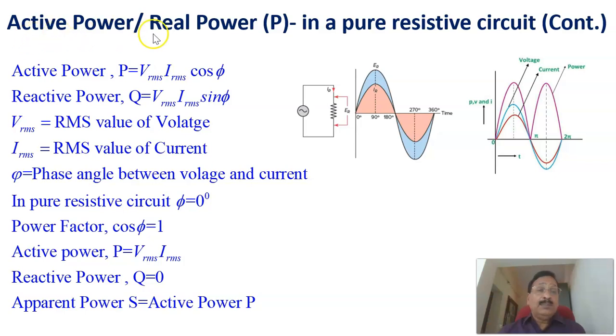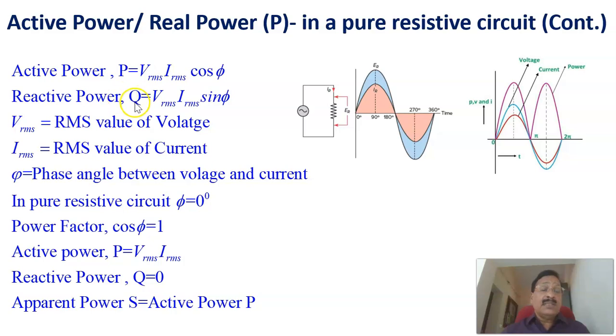Now, continuing with active power, real power or true power in a pure resistive circuit. As you know, this is the resistive circuit, and if you multiply the instantaneous voltage and instantaneous current, you will get the power, and the average value of the power is the power consumed by the resistance. In that case, reactive power is 0, and active power is given by Vrms into Irms into cos phi, where Vrms is the RMS value of the voltage, Irms is the RMS value of the current, and phi is the angle between the voltage and current. This cos phi is what we call the power factor.